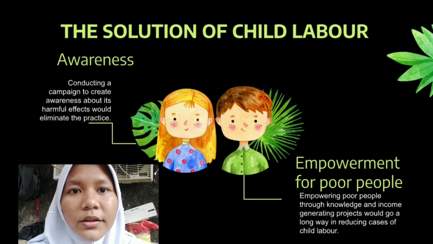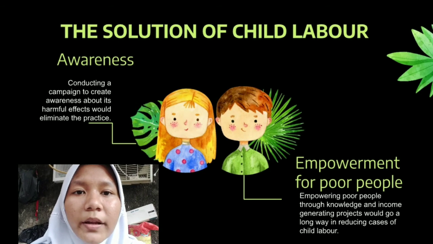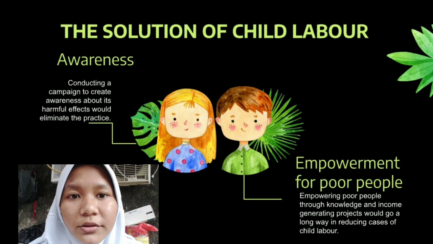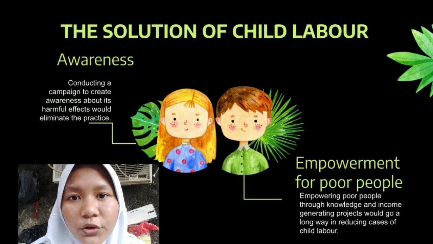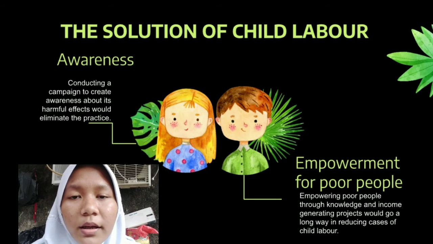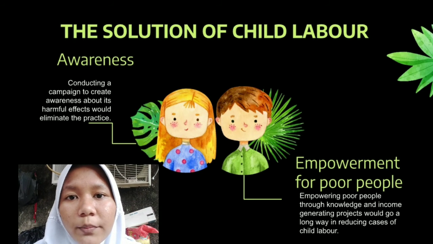The fourth is creating awareness about the illegality of child labor, which can also help in stemming the practice. Parents should be made aware that sending their children to work has legal ramifications, and the law would take its course if they are found to be aiding and abetting this vice. Conducting a campaign to create awareness about its harmful effects would eliminate the practice.